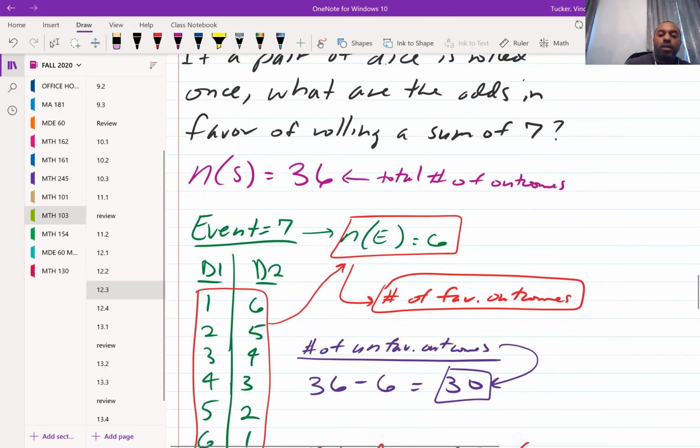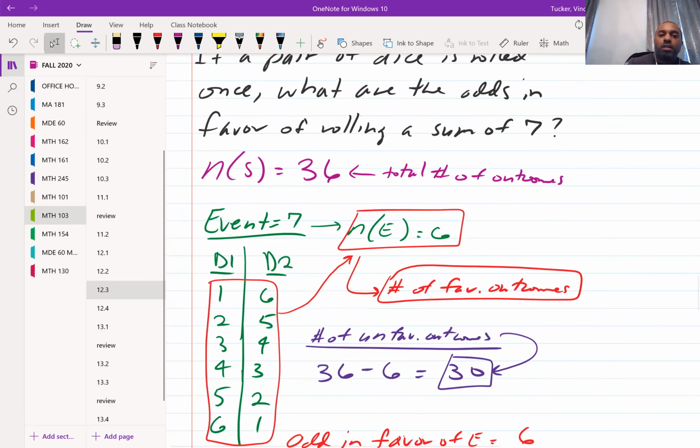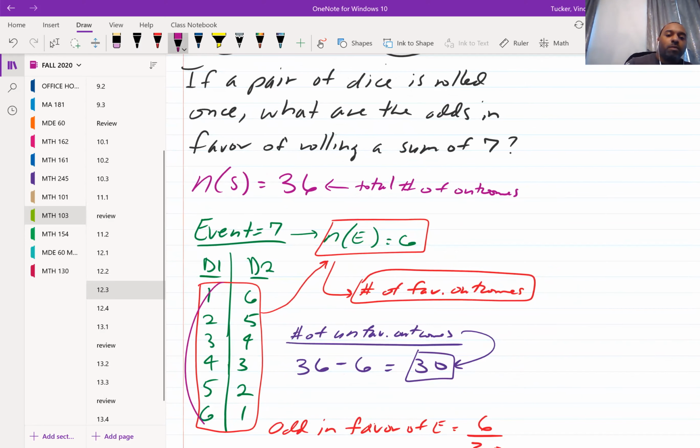So that's what I have right here on the left side. All the different ways you can roll a 7: 1, 6, 2, 5, 3, 4, 4, 3, 5, 2, 6, 1. So we have 6 different ways of rolling a 7. So that will be 6 favorable outcomes. If we have 36 total outcomes and 6 of them are favorable, that means 30 would be unfavorable. So that's what we did here, 36 minus 6.